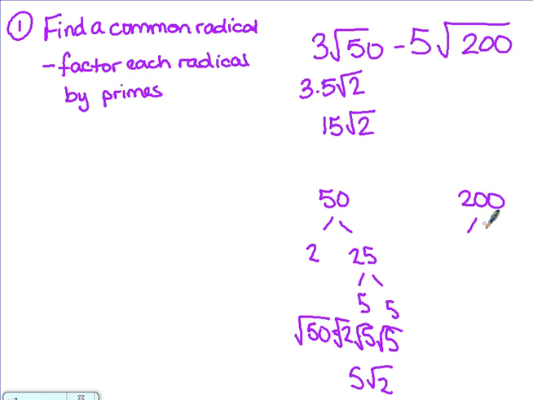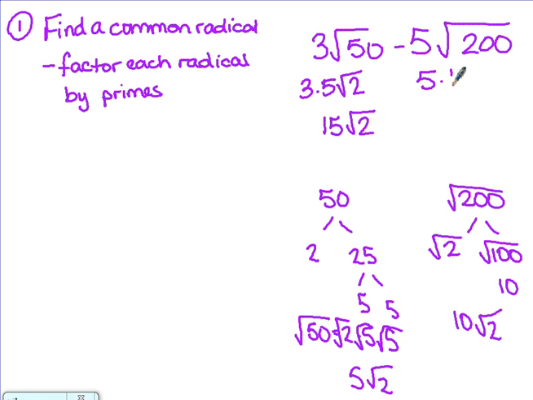We need to factor 200 by prime. We're going to go 2 and 100. Keep in mind, these are all square roots. We're finding factors and square roots. Now, very quickly, before we factor 100 down to 2 and 50, and 50 down to 2 and 25, etc., the square root of 100 is 10. So the square root of 200 is equal to 10 times root 2. So we have 5 times 10 root 2. Well, 5 times 10 is 50 root 2. So we've come up with common radicals.